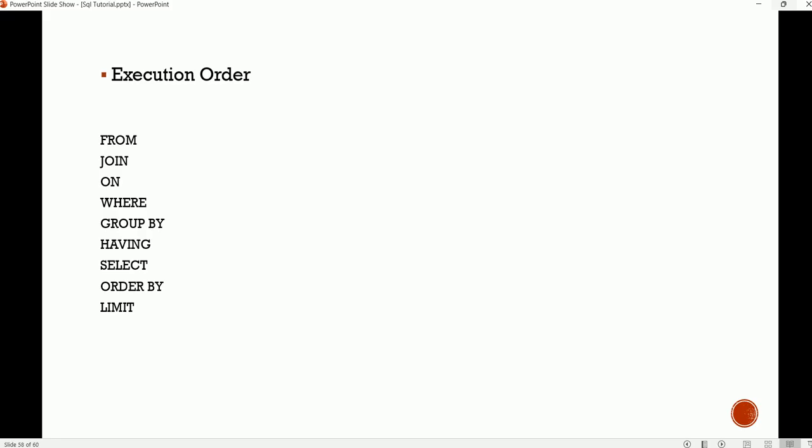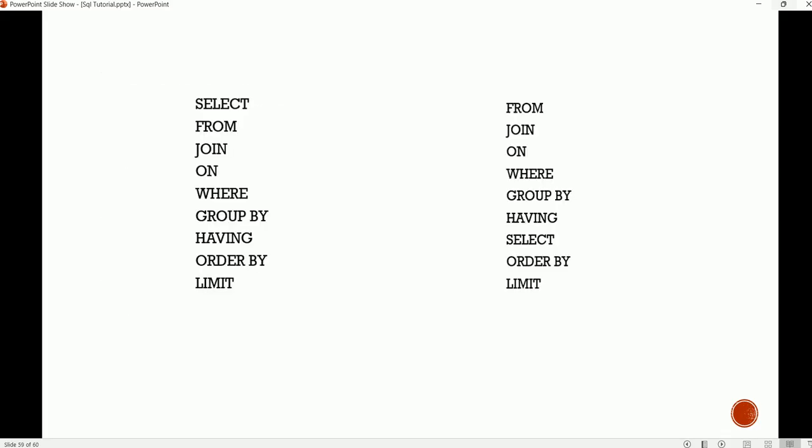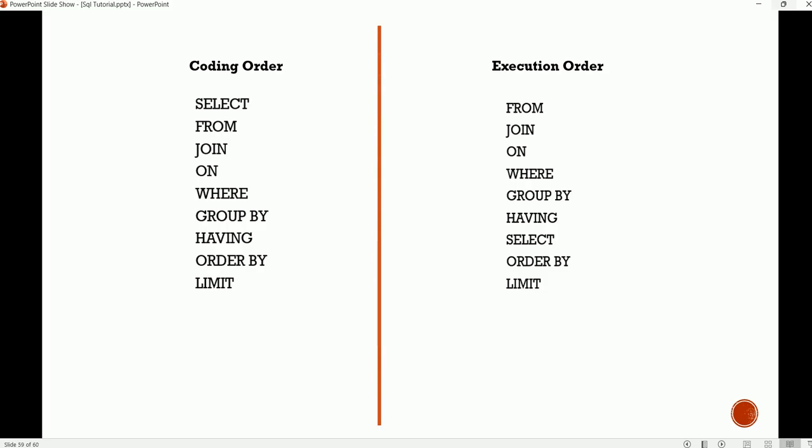This is a very important interview question also. Mostly in interviews this question is asked: what is the execution order? What is the coding order? Let me know in the comment section if you have any doubts. You can take a screenshot of this, and we will discuss.